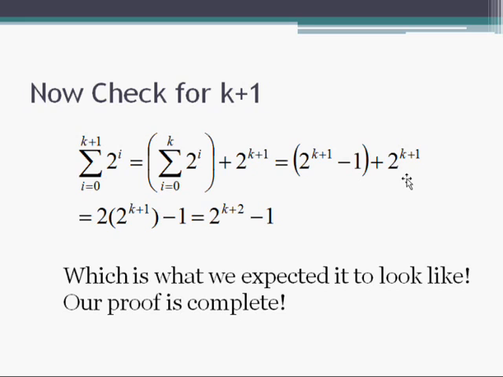So of course our general properties of exponents come into play now. And 2 times 2 to the k plus 1 is 2 to the k plus 2. And of course we still have that subtract 1 from before. So that is exactly what we wanted it to look like. So in fact we're done. Again, some of these examples are pretty straightforward, though they can be quite convoluted. I'm just trying to show more basic algebra proofs in this particular video.